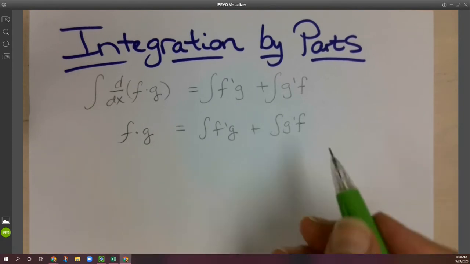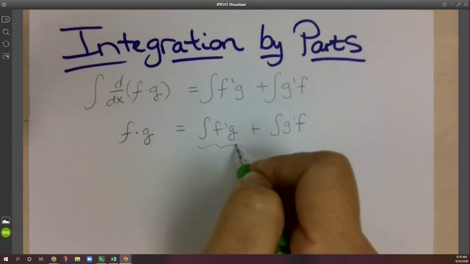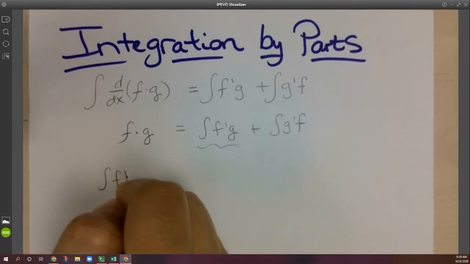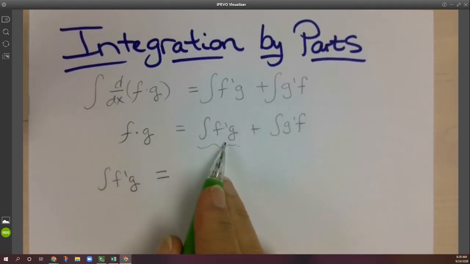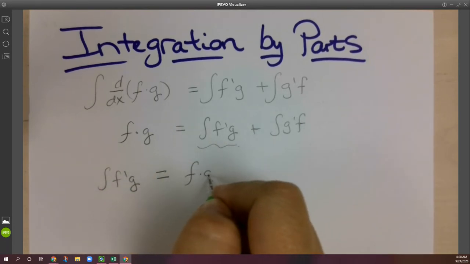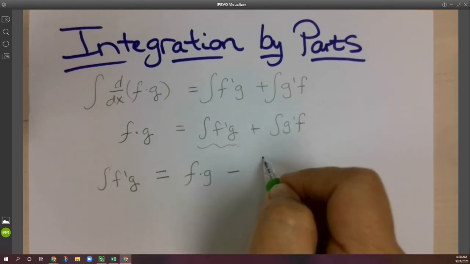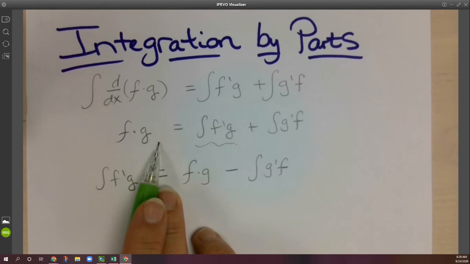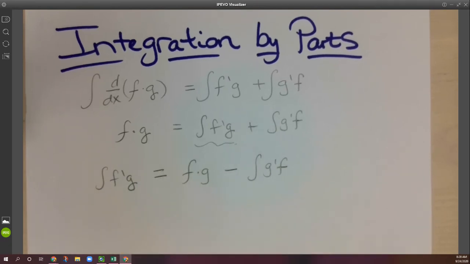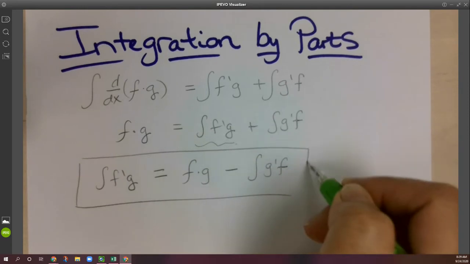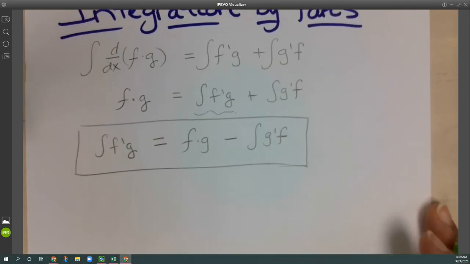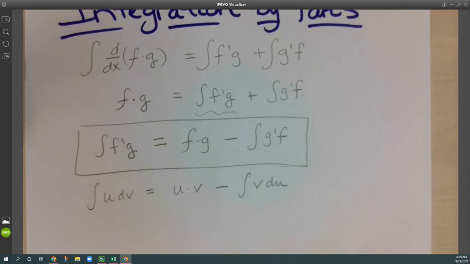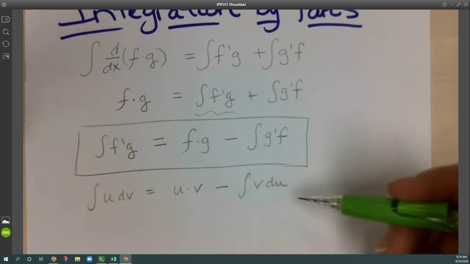So what I'm going to do from this point then is just rearrange these terms. I'm going to solve for this term. The integral of f prime g is going to be equal to f times g minus the integral of g prime f, taking this term and moving it over to the other side with the f times g. This is going to be our rule for integration by parts. Now, I will say that when you see this in textbooks, a lot of times textbooks will use u's and v's, and it will look like this. And so if you see that, just know that this is really the same thing.